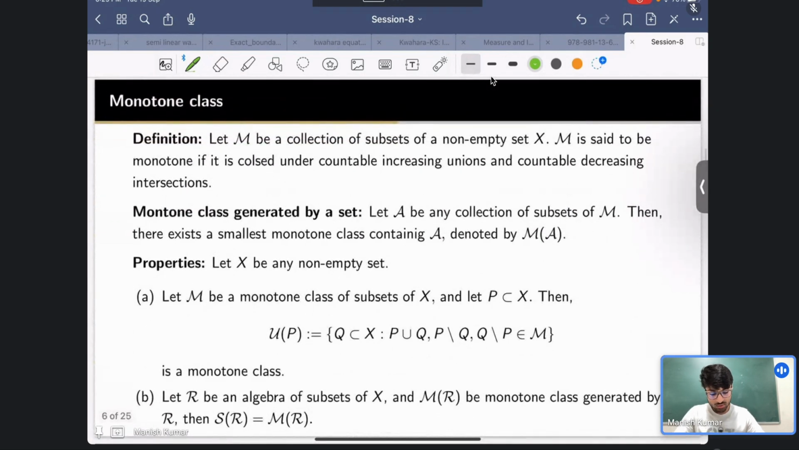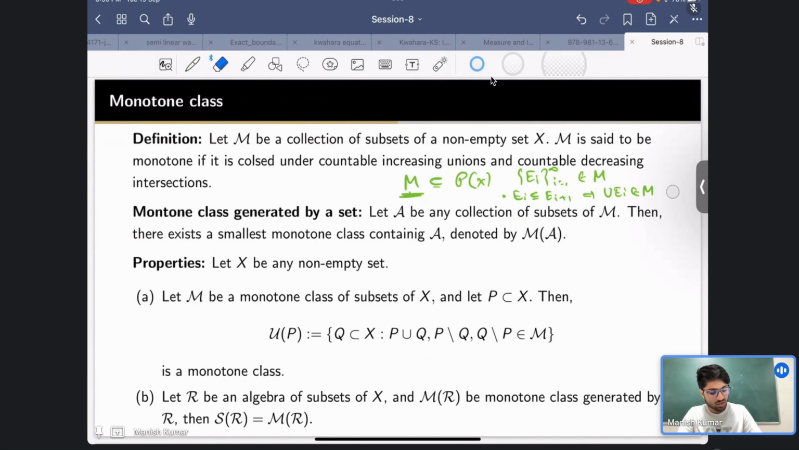So now let's move to the monotone class. A monotone class is a class of subsets of X such that if you take a collection of subsets and take its countable union or countable intersection, that will be in the set M. M is a subset of the power set of X, and it is called monotone if, for any countable family Ei, i equal to 1 to infinity, in M, when Ei is increasing, the union of Ei belongs to M, and the same is true for decreasing: if they are decreasing, then the intersection belongs to M.